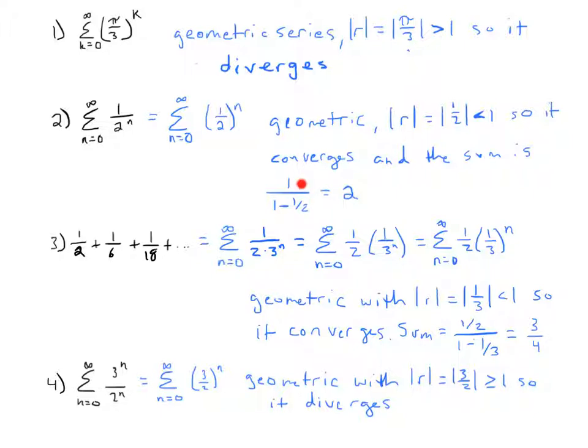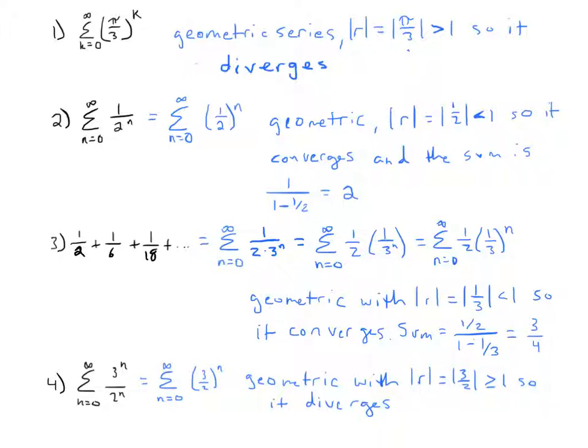So we have a, which in this case is just 1 since there's not anything here. So we have 1 over 1 minus 1/2, which simplifies to 2. And this is actually the same series that we found in the last video. We found that the sum was 2 using partial sums.